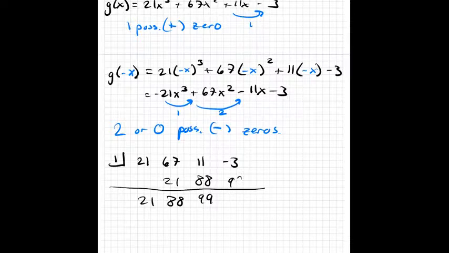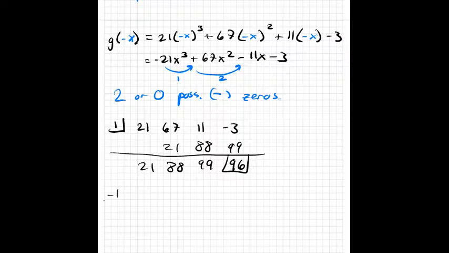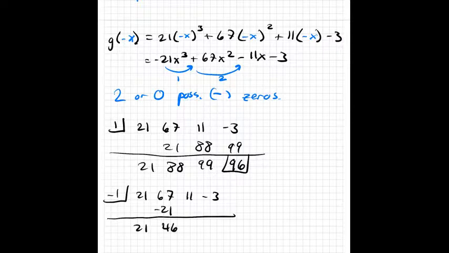Let's try negative 1. 21, 67, 11, negative 3. This comes down. What is that? 6, 46? Negative 46. This doesn't look promising either. 6 minus 1 is 5. 3.